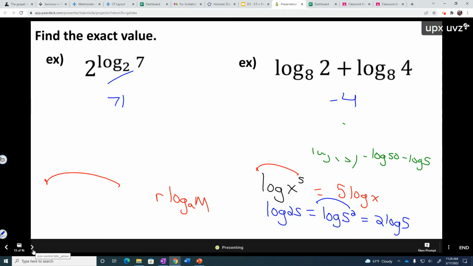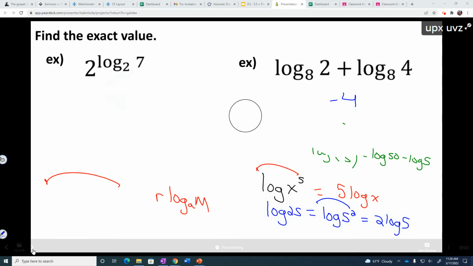Alright. 2 to the log base 2 of 7. So an exponent raised to a log with the same base cancels, right? So just 7. Okay, those were the super easy ones. Now just a little bit harder.